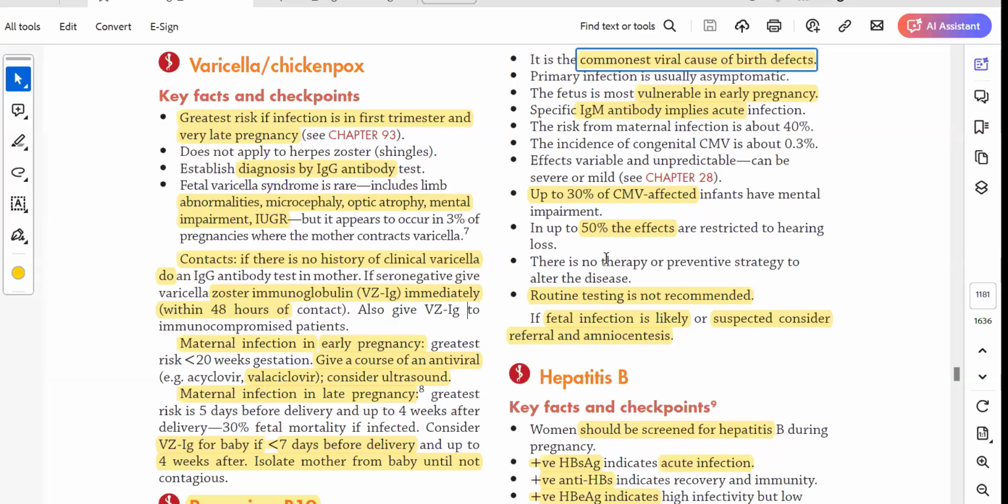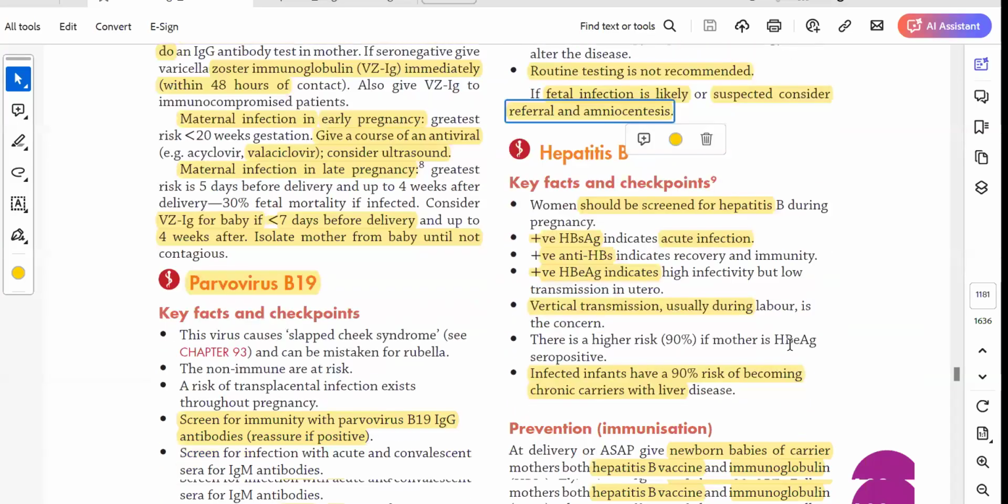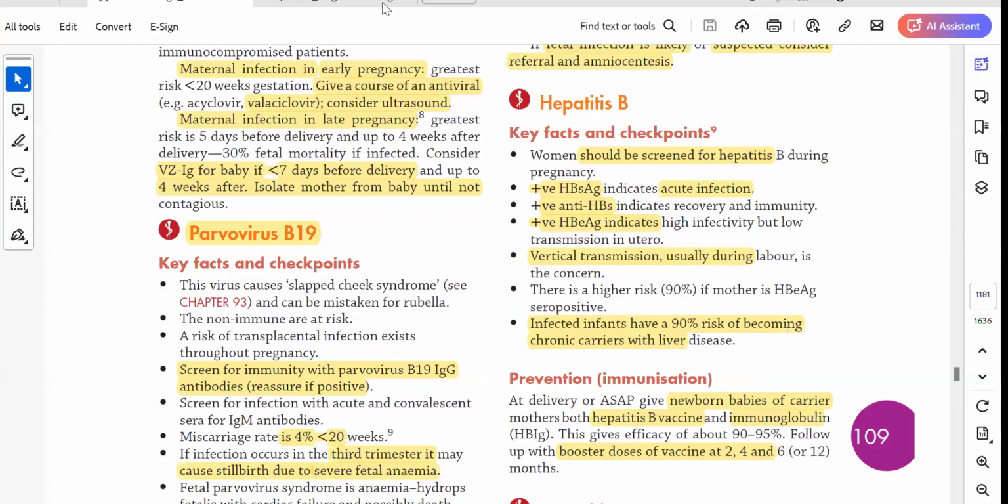So if the mother is infected, in that case, you need to consider referring the patient to the obstetric department and also fetal-maternal medicine. You refer the patient for amniocentesis. Most of the time they start with an ultrasound to rule out any fetal abnormality, and they can also do an amniocentesis to find out if the baby has also got the infection. So that's CMV and parvovirus B19.